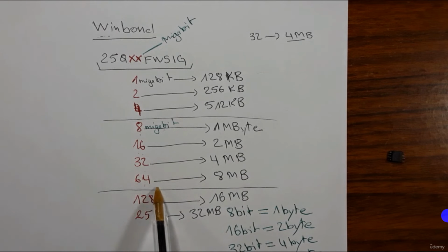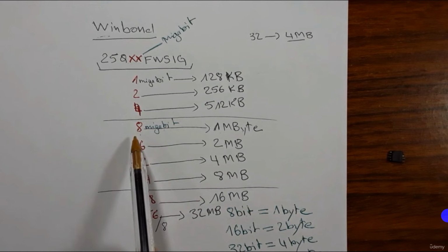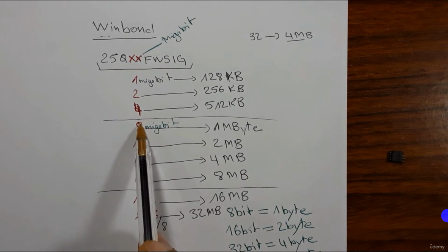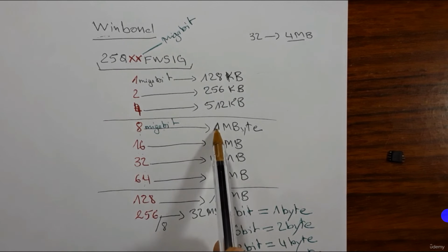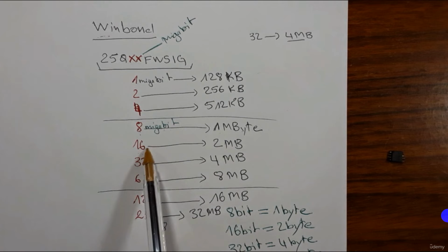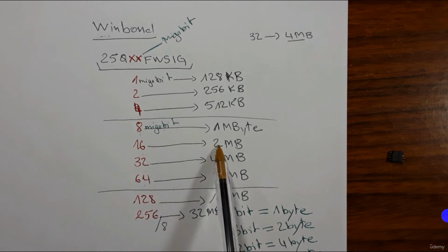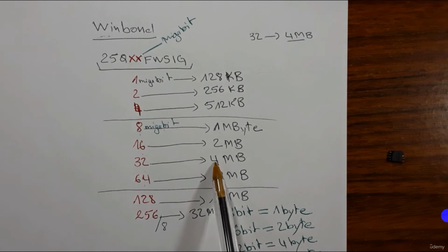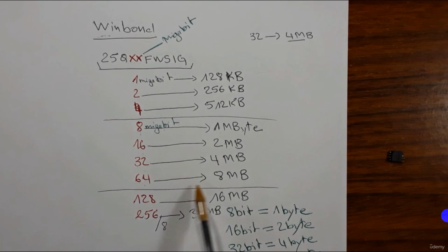Always you should divide it by 8, as you can see. Because 8 bit equal 1 byte, so 8 megabit divided by 8, we will get 1. 16 divided by 8, we will get 2. 32 divided by 8, we will get 4, and also here we will get 8. Okay, so let's check some BIOS ICs.